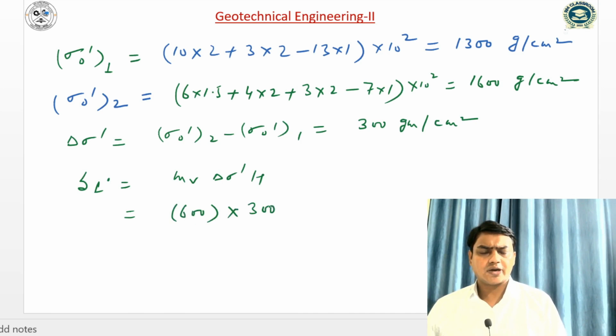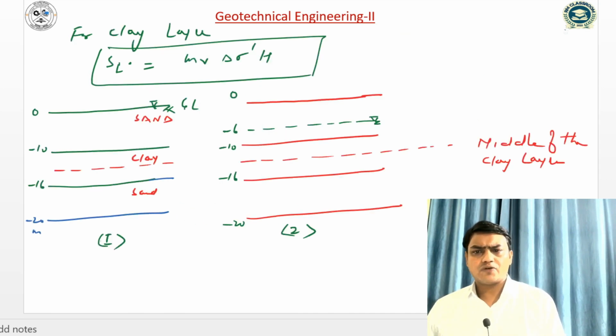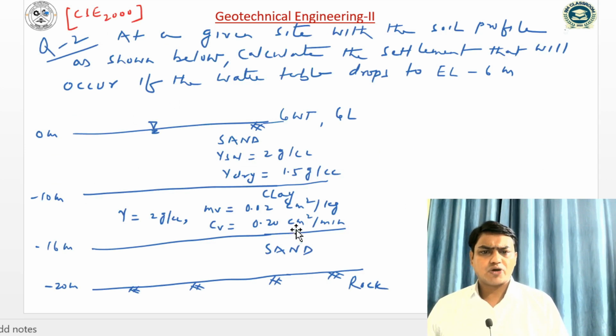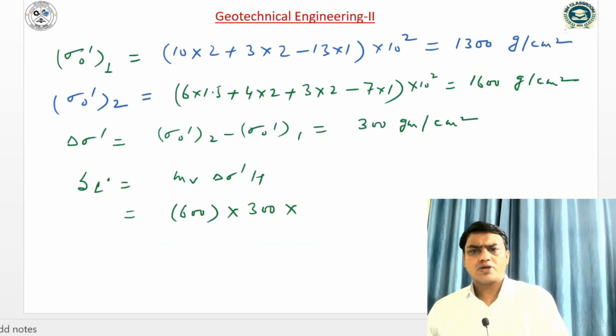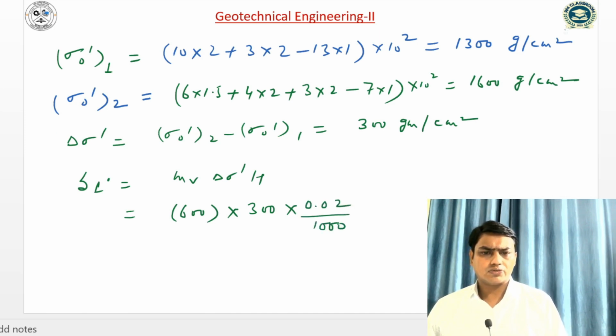Delta sigma dash is 300 gram per centimeter square, into the coefficient of volume compressibility, which is given as 0.02 centimeter square per kg. So it is 1000. So the settlement will be in centimeter. So it is 600 into 300 into 0.02 divided by 1000. So it is coming 3.6 centimeter. So the primary consolidation settlement at the middle of the clay layer is 36 mm.